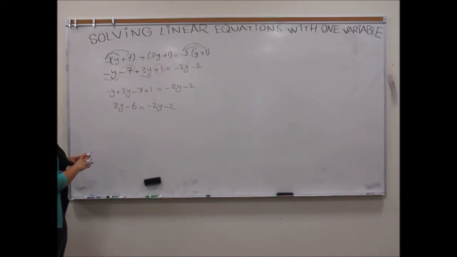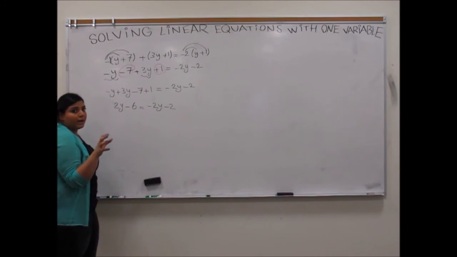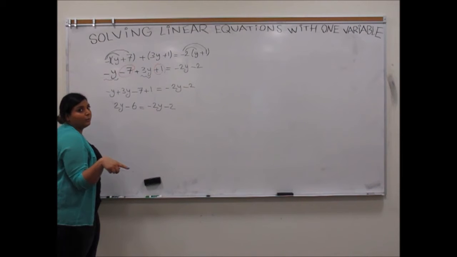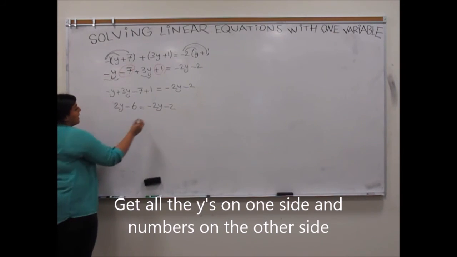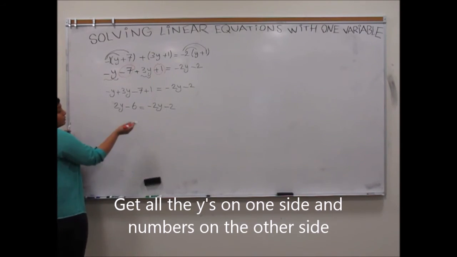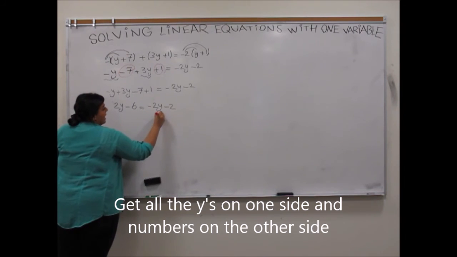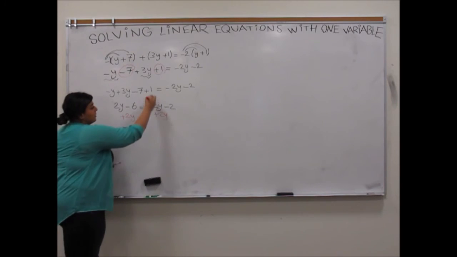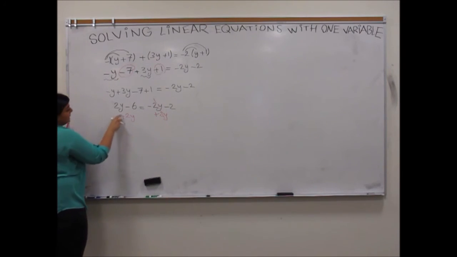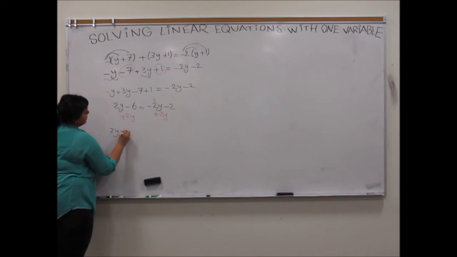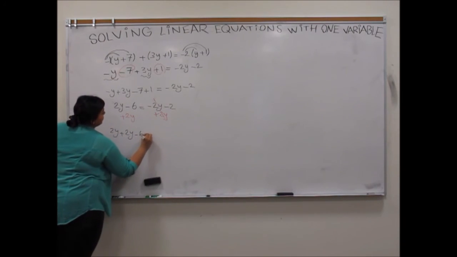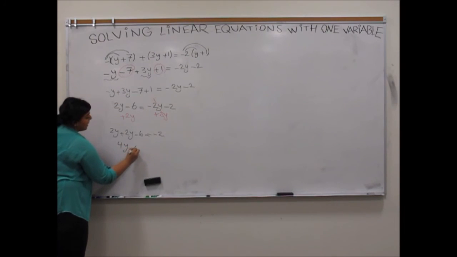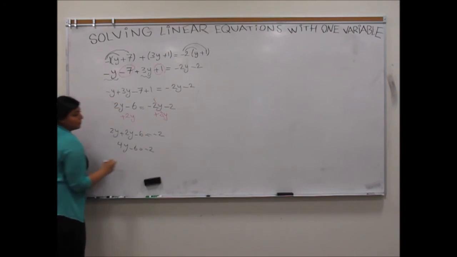So here, I want to bring all the y's to one side and all the numbers to the other side in order to isolate y. So I have this negative 2y on the right side. In order to bring it to the left side, I'm going to add 2y to both sides. This will cancel that out. So now I have 2y plus 2y minus the 6, negative 2. 4y minus 6, negative 2.